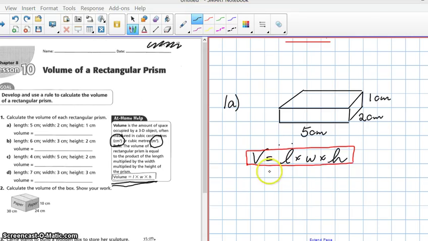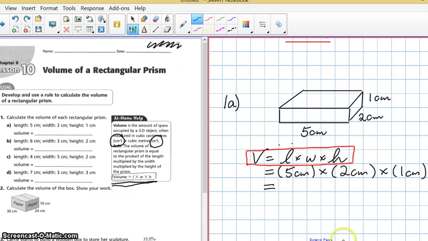As we did in the previous lesson 8.9, we always show substitutions using brackets. Please keep the units intact as well, because centimeters times centimeters times centimeters will also give you centimeters cubed. In this case, 5 centimeters is the length, close bracket, times open bracket again, 2 centimeters, because we're showing substitution, is the width, times in brackets, 1 centimeter is the height. Now, these are easier numbers to calculate with, so we know that 5 times 2 is 10, times 1 is 10 cubic centimeters. And again, we put the little 3 to indicate that it's cubic centimeters.